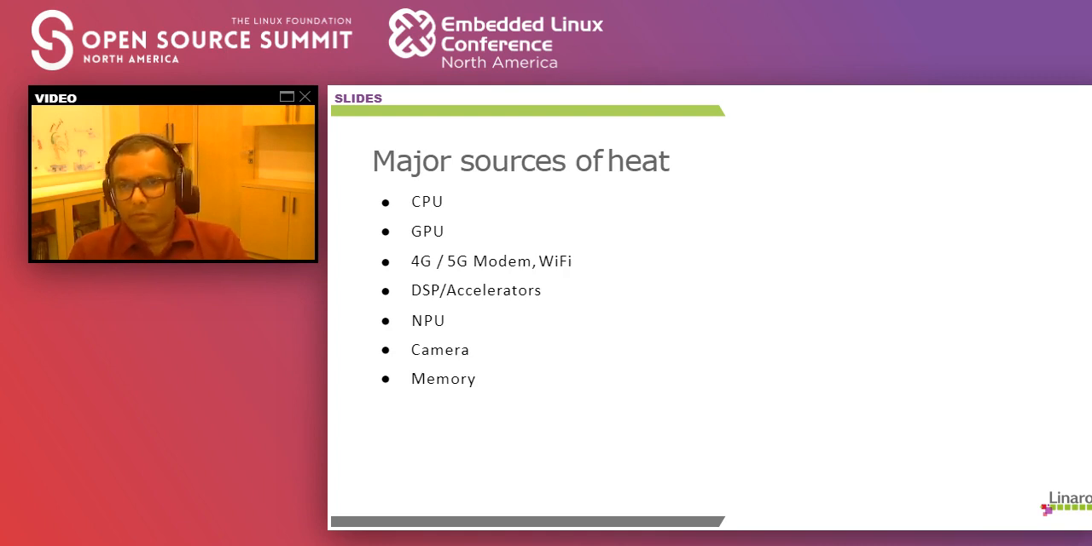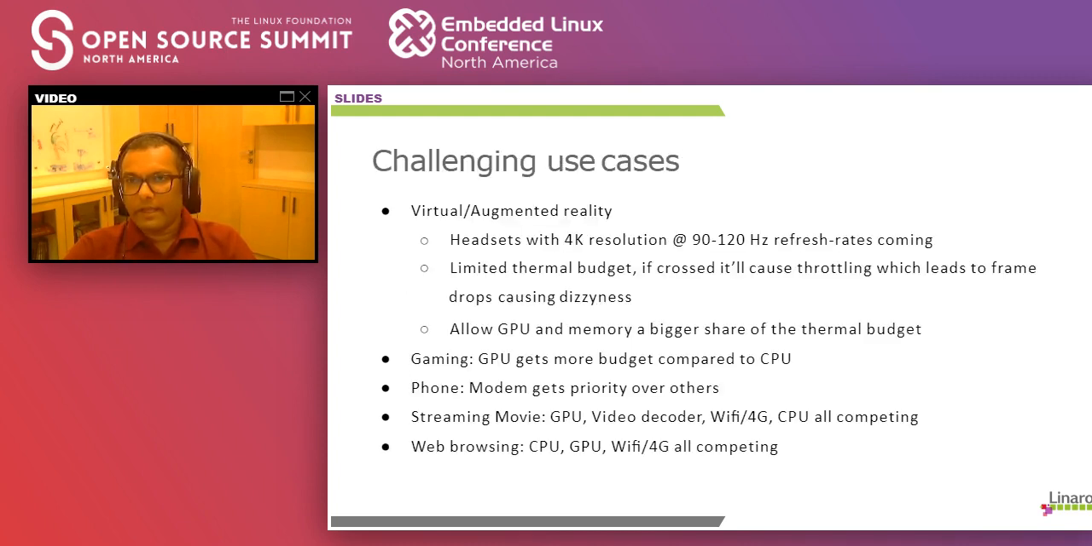Most people are familiar with one of the major sources of heat. It's typically the CPU, GPU, any connectivity, your modem, Wi-Fi, DSPs, accelerators, and lately neural processing units, and the camera and memory. These are also sources of heat. So with these sources of heat in your typical device, what are the challenging use cases?